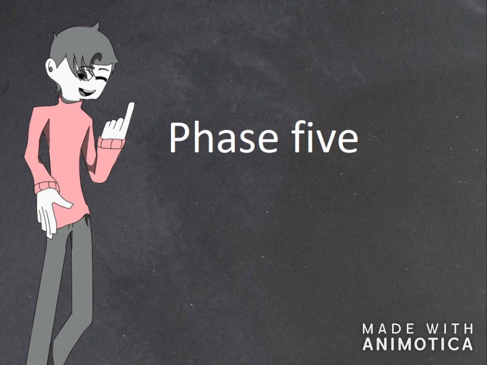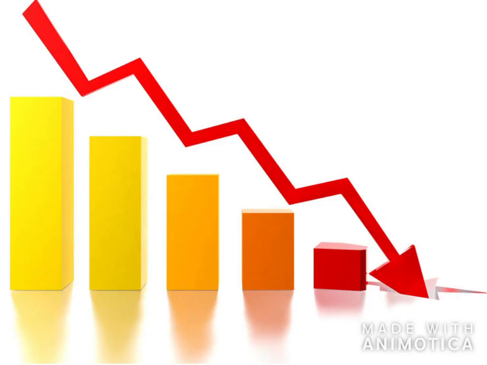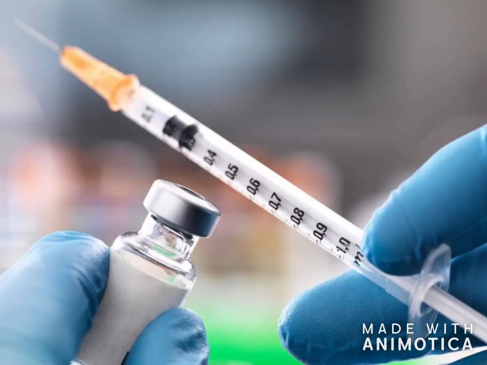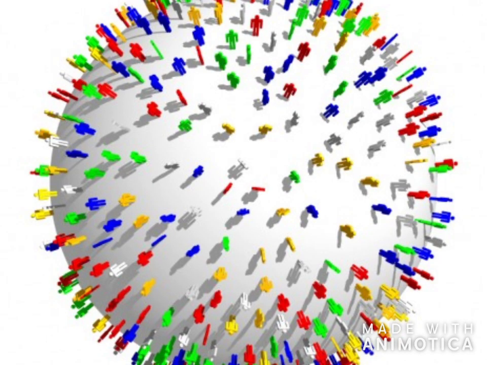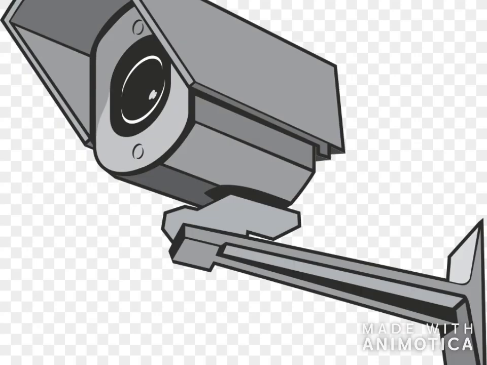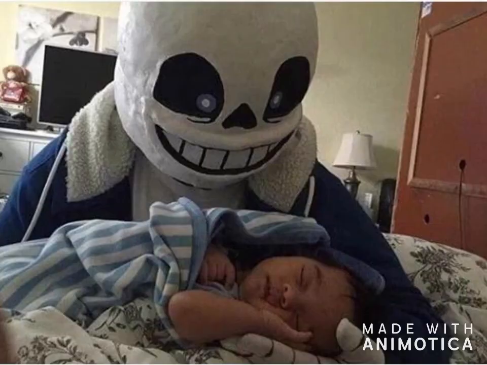Phase 5, the deceleration interval. There is a consistent decreasing of new cases, usually due to a vaccine or the population becoming more and more immune to the illness. At this point, your security cameras are going to see them breaking into your house less and less with the intention of watching you sleep.